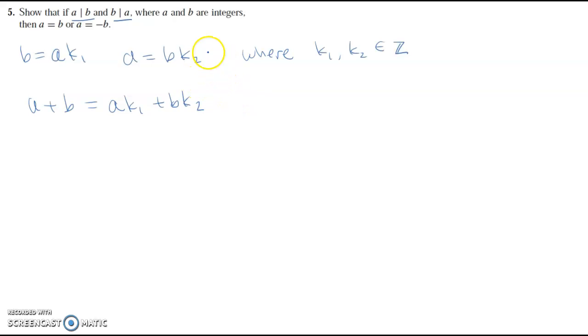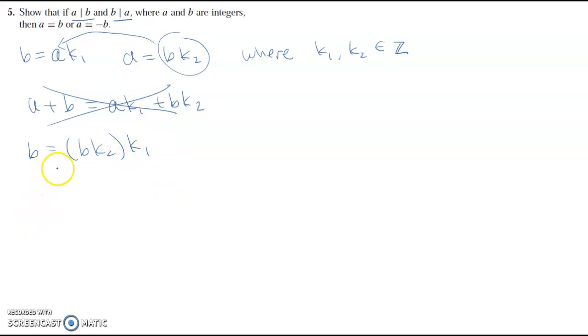Let's try substitution then. If not, we can also try multiplying the two equations. I'm going to substitute A, which is B times K2, into the first equation. So we have B equals B K2 times K1. We can divide both sides by B, which gives us 1 equals K2 times K1.